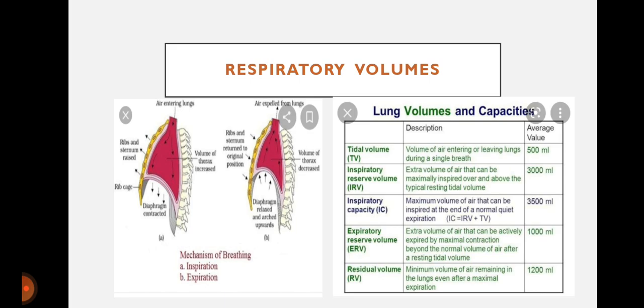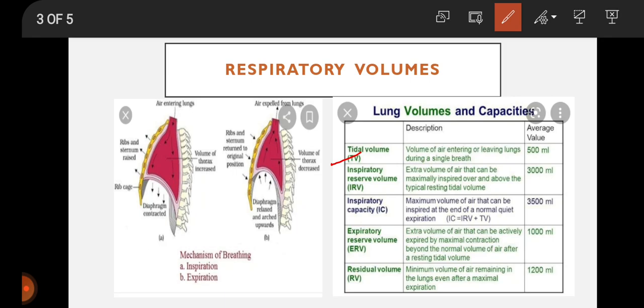Next slide shows respiratory volumes. As you can see in the table, the volume of air involved in the breathing movements can be measured by using a spirometer. There are some points in respiratory volumes. One is tidal volume.